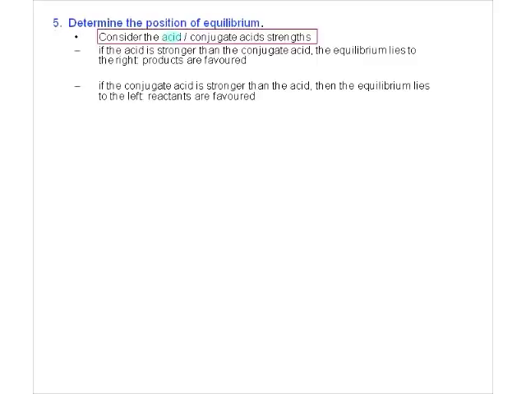The acid and the conjugate acid. That's a very important point. We're going to compare the strength of the acids. I'm not comparing what I'm mixing together. I'm comparing the strength of the two acids in the overall equation. And what we're saying is, if the acid is stronger than the conjugate acid, then the equilibrium lies to the right.